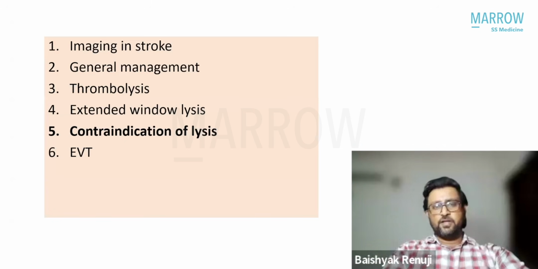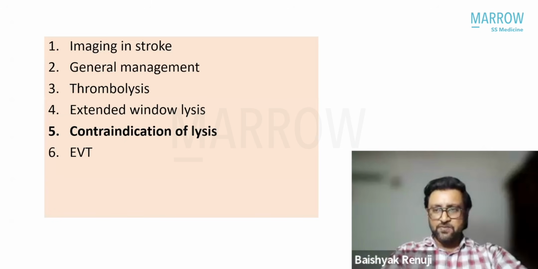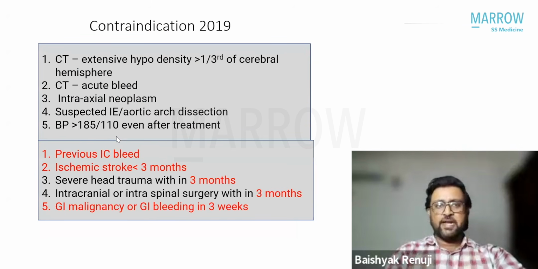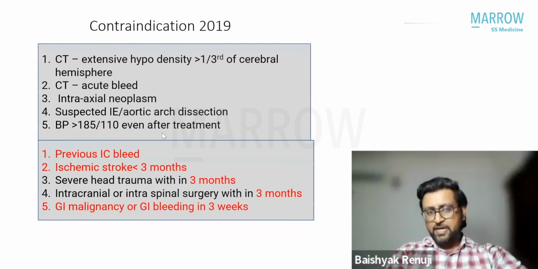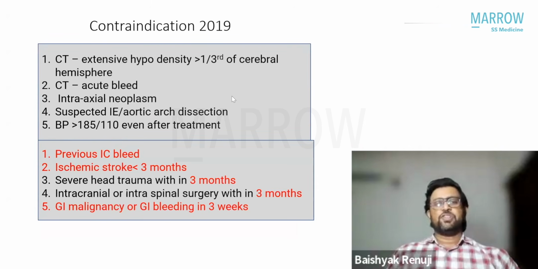Now, the most important and most difficult area, the contraindications to lysis, where a lot of changes happen in the new guidelines. Coming to contraindications, the 2019 list is much easier. Whatever I had marked in red is right now not a contraindication. So, CT extensive hypodensity more than one-third of the cerebral hemisphere is considered a contraindication, previously and now also. CT acute bleed, intra-axial neoplasm.